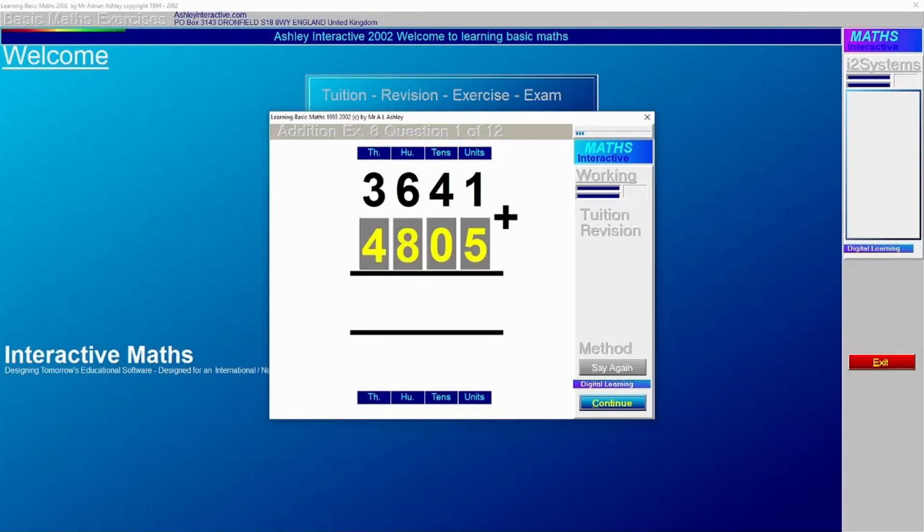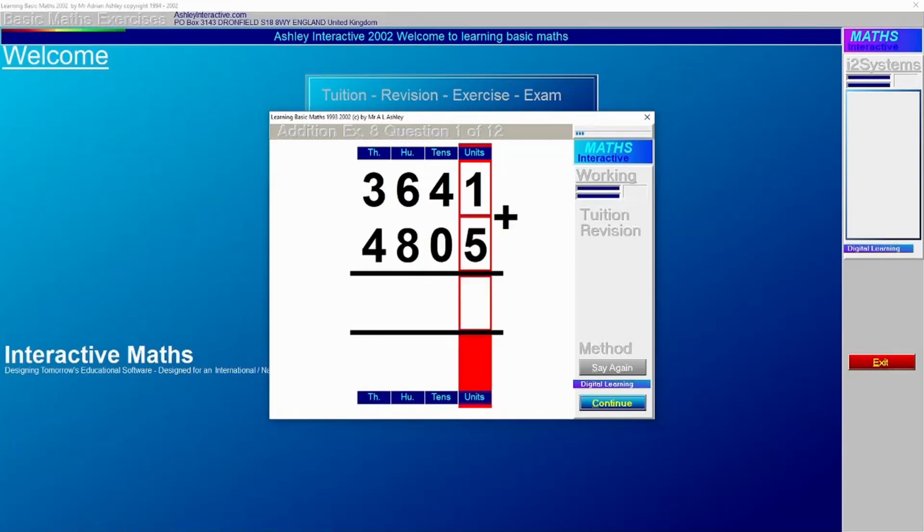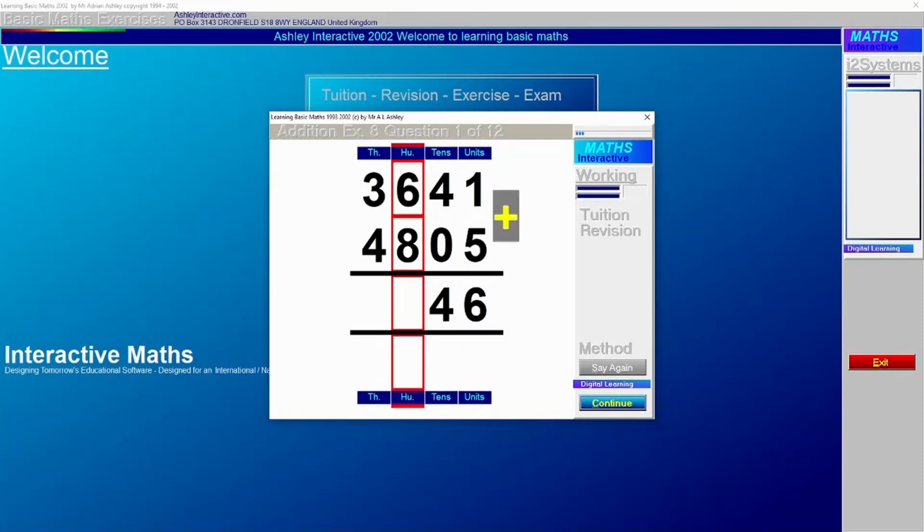3,641 add 4,805, adding up the units column. 1 add 5 is equal to 6, adding up the tens column. 4 add 0 is equal to 4. 6 add 8 is equal to 14. 1 carry 4. 3 add 4 add 1 is equal to 8.